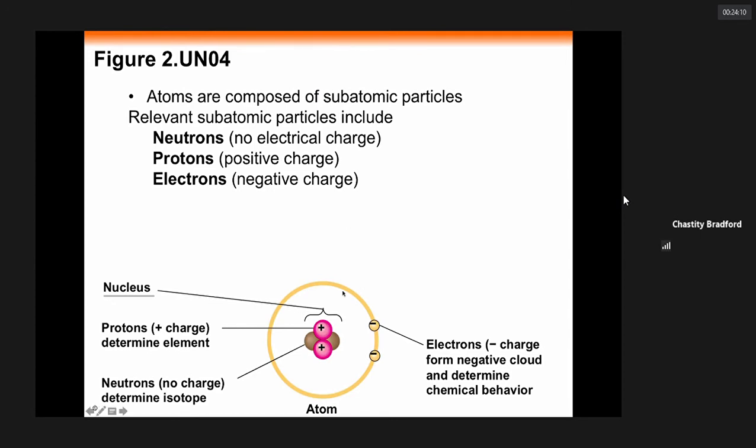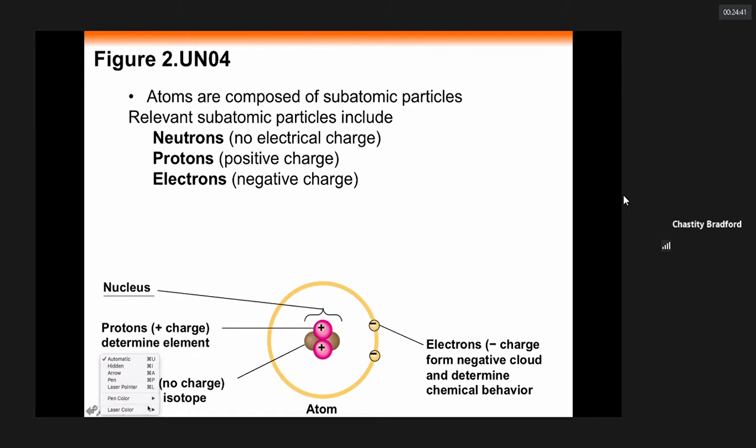What you're seeing in the nucleus, cells have a nucleus. Guess what? An atom does too. It's the centralmost part of an atom. What do you find here? You see neutrons that have no charge, and you see protons. Your electrons, you notice, form this negative cloud around the atom, and they determine the chemical behavior of the atom. I need you to know this. I'm going to highlight that.